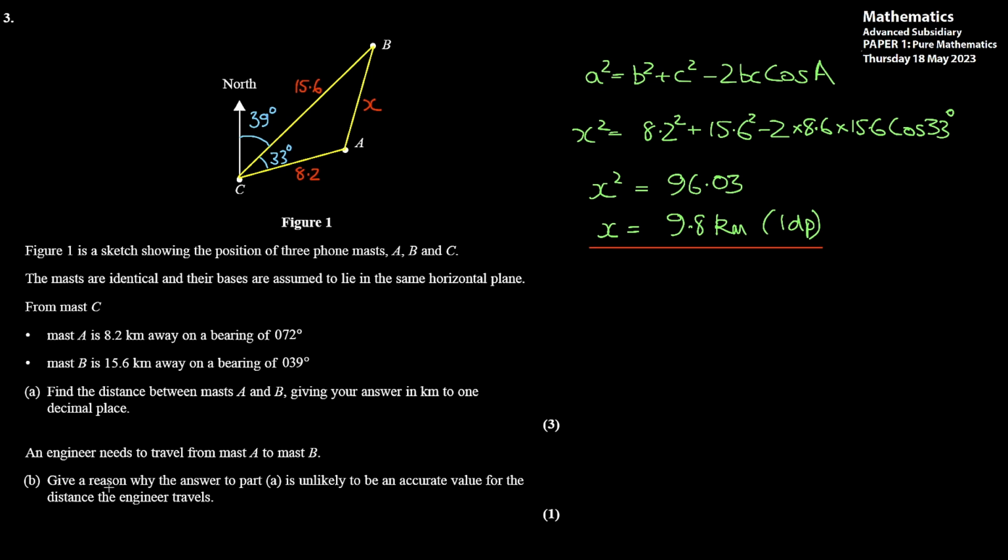Then we get a rather silly part B. If the engineer is to travel from mast A to mast B, why is the answer unlikely to be an accurate value for the distance that engineer has to travel? Well, there's very unlikely to be a road which is exactly along the shortest distance, the straight line between A and B. If the road bends at all, this number will be too low.